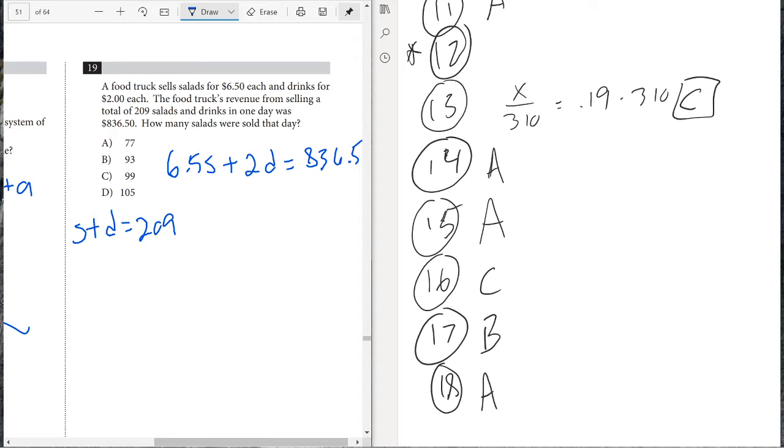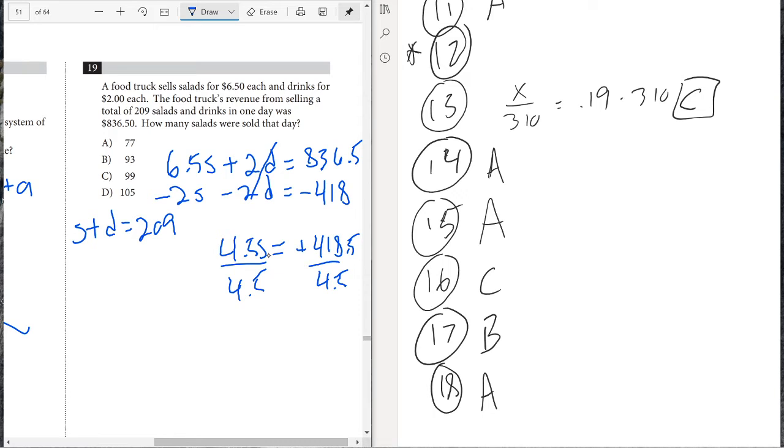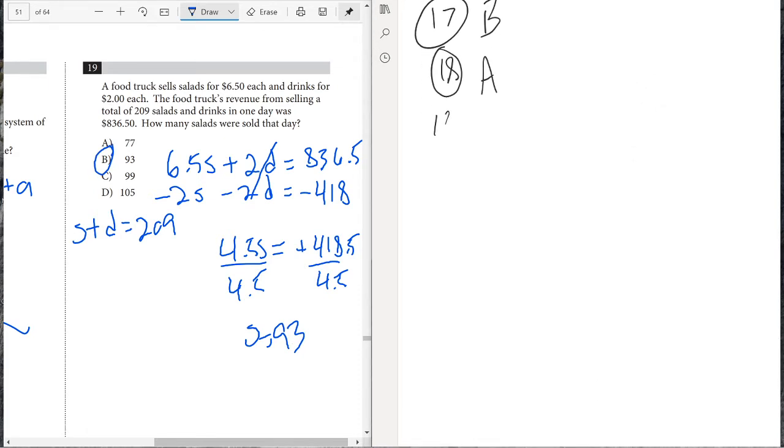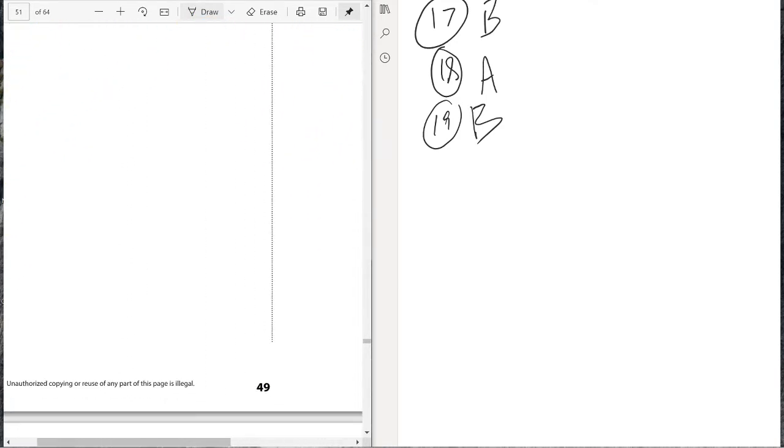Okay, cool. The easiest way usually is elimination with these because it's already kind of set up for it. We want to eliminate D because we want salads. So let's just multiply by negative 2. So negative 2S minus 2D. Negative 2 times 209. I don't feel like mathing today. That's negative 418. And I want to subtract 836.5. So you get negative 418.5. Oh, positive, because I'm subtracting that. Okay, and then that goes away. 6.5 minus that, that's 4.5 S. Divide by 4.5, divide by 4.5, and I get 93. How many salads? 93. Number 19 is B. Cool.